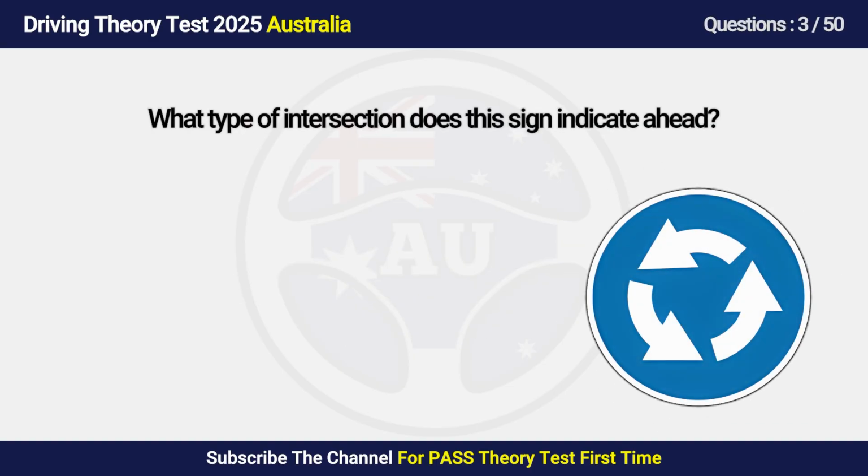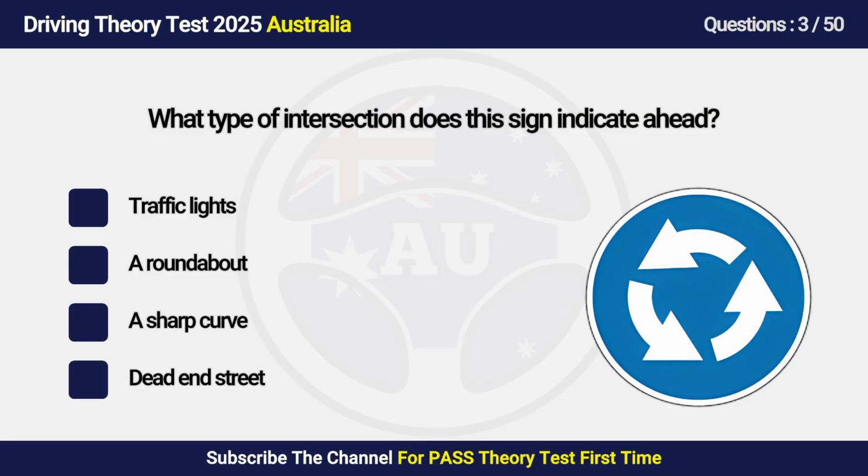Question 3. What type of intersection does this sign indicate ahead? A. Traffic lights. B. A roundabout. C. A sharp curve. D. Dead-end street.